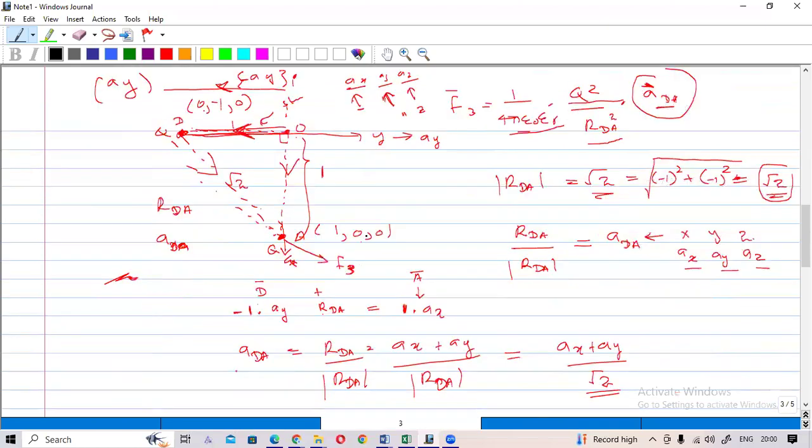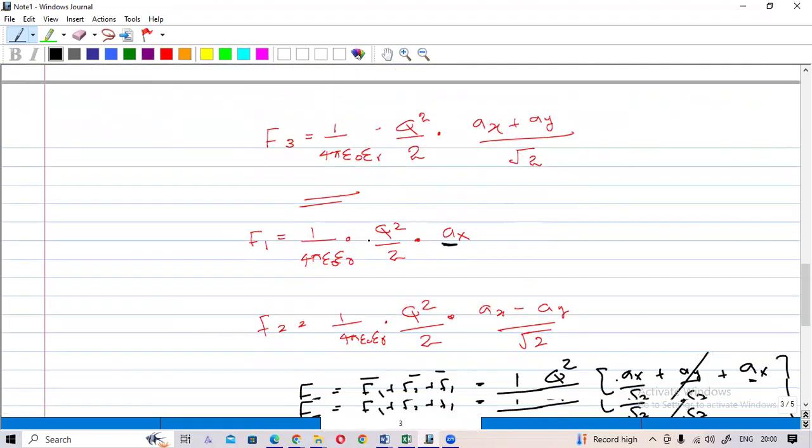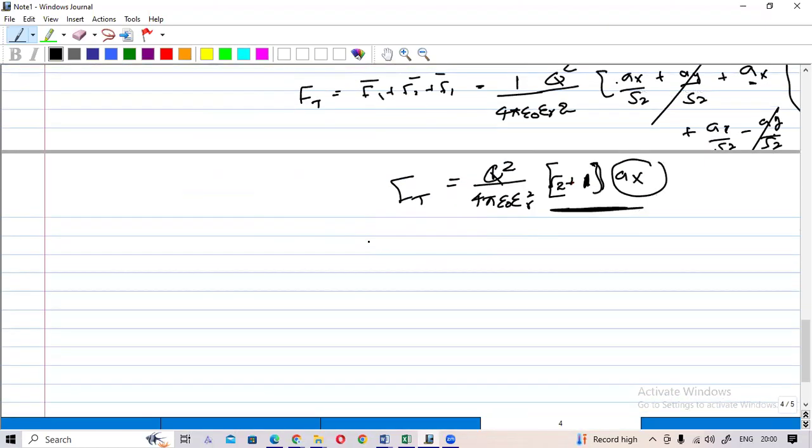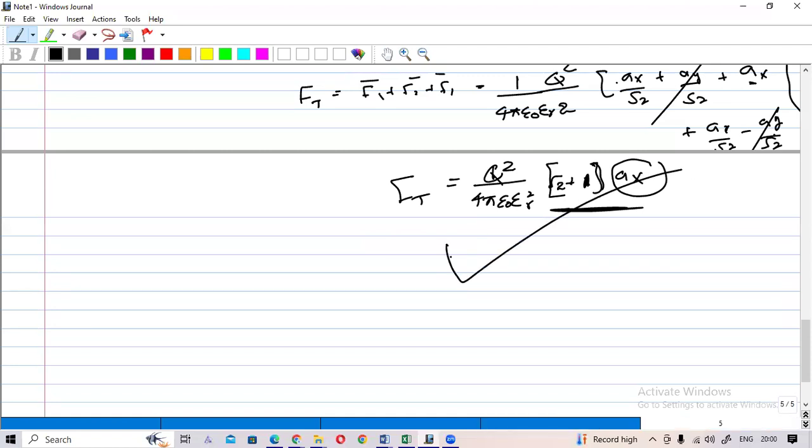So that means this answer should be correct. Okay. So maybe we have done some simplification mistake. Okay. So anyway, I think you got this, no?